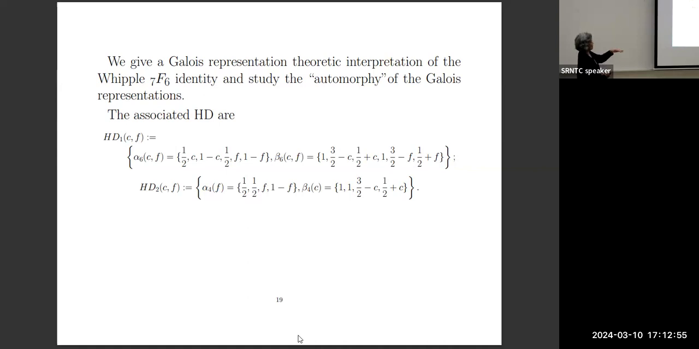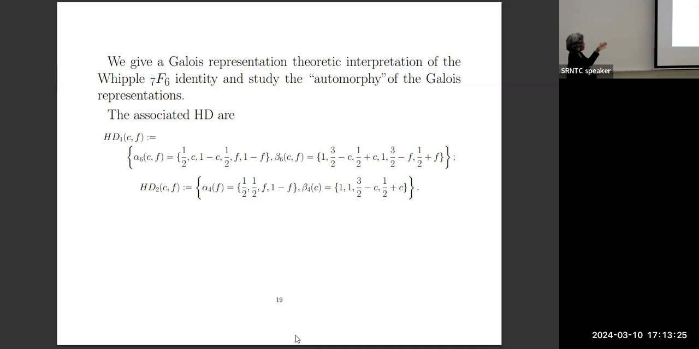And the beta will be automatically determined because the corresponding beta I plus alpha I is equal to 3/2. And similarly, the second one will have length 4, will be 1/2, F, 1 minus F. And again, the beta will be such that the corresponding terms add up to 3/2.